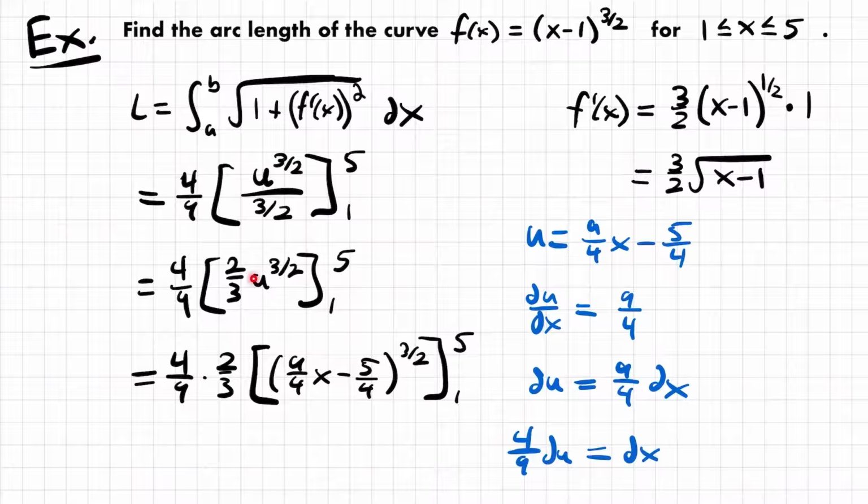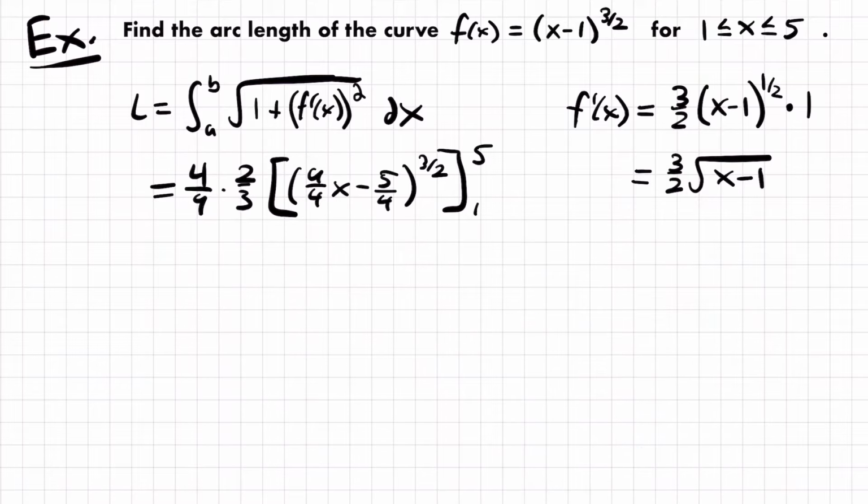Okay, so we just replaced u with what we set it equal to, but that still needs to be taken to the 3/2 power since u was also to the 3/2 power. Now 4 times 2 is 8 and 9 times 3 is 27, so this will be equal to 8/27. And so if we clean up our work, we'll have that this is equal to 8/27 times the evaluation of this expression at 5 minus the evaluation of this expression at 1.